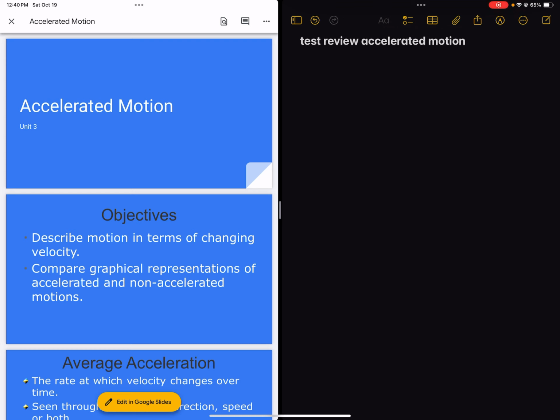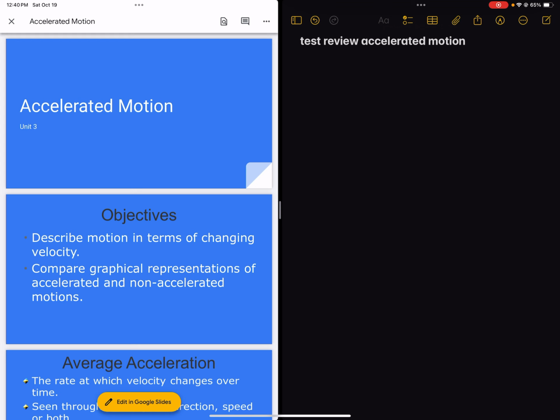First I'm going to go over the slides that we had towards the beginning of the unit and kind of highlighting some points from that. Then I'm going to go over some example problems that you're going to want to really make sure you understand before we get into the test. Okay, so first things first.